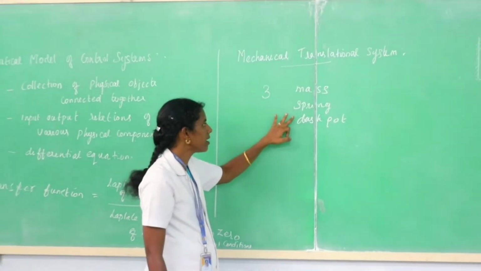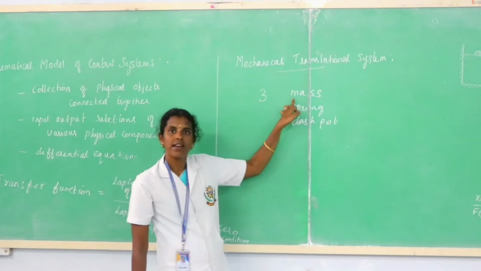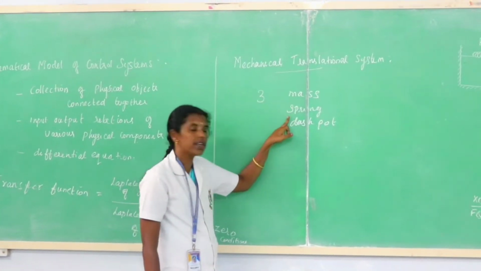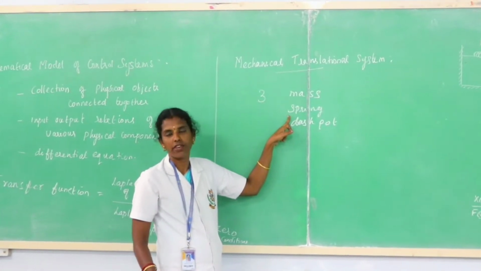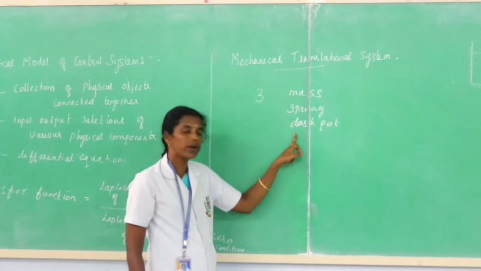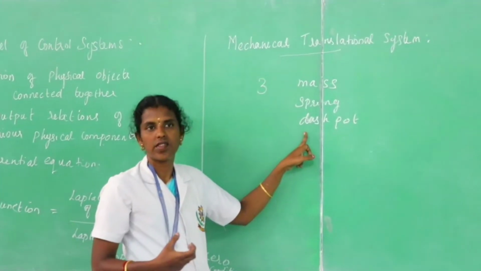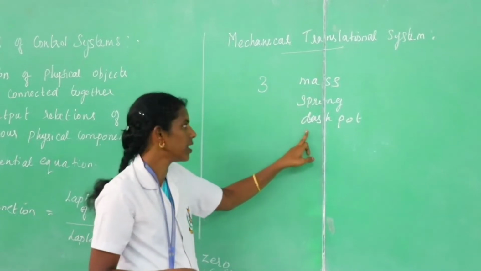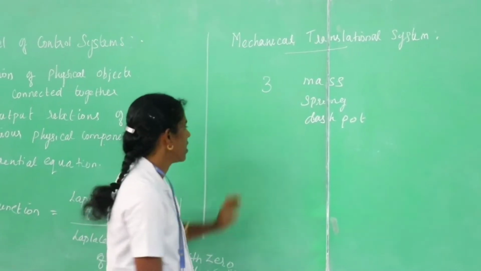So mass, spring and dashpot: mass is the weight of the body, spring is the elastic deformation of the body, and dashpot is a piston moving in a viscous fluid in the particular unit. Okay.